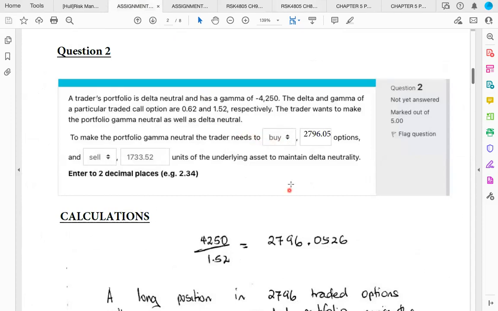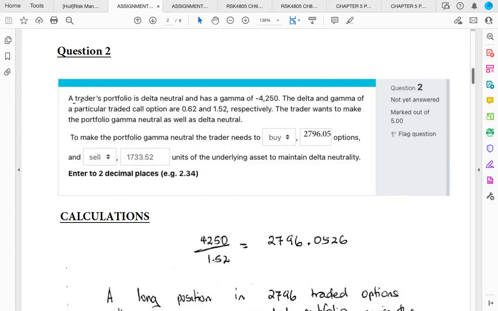Now that we have some background with regards to what we mean by delta, gamma, gamma neutrality, and delta neutrality, we can answer a question like this. It's not just about doing the calculation, but also about understanding it in case it comes up in the exam and it's been slightly changed. So now let's see if we can answer question 2, now that we can understand what this question is actually saying.